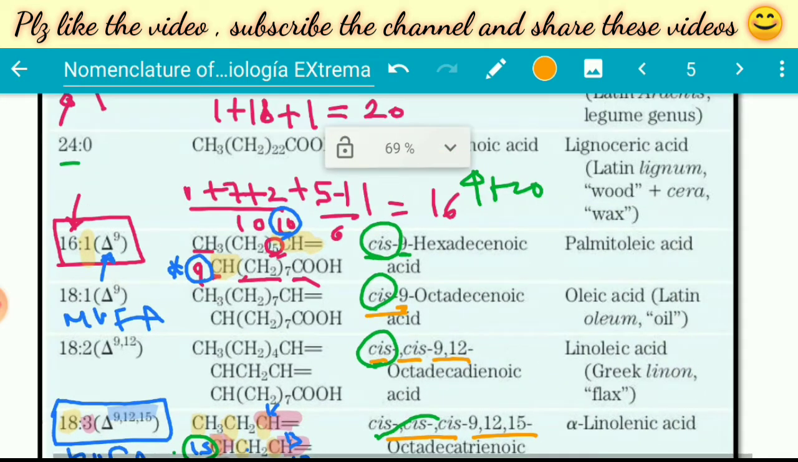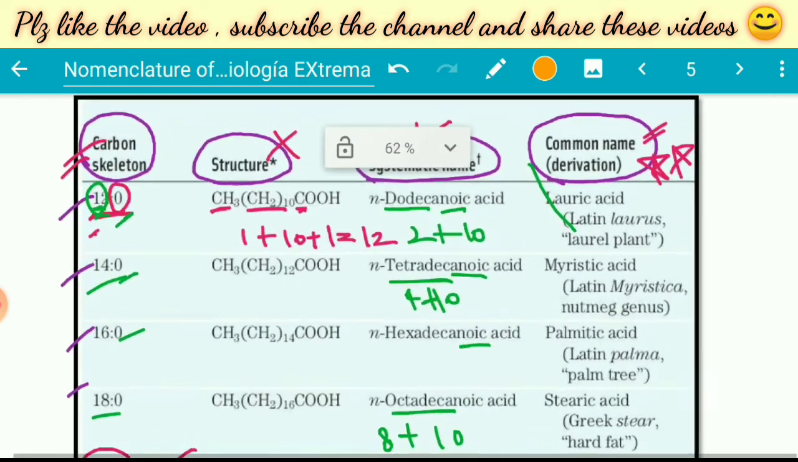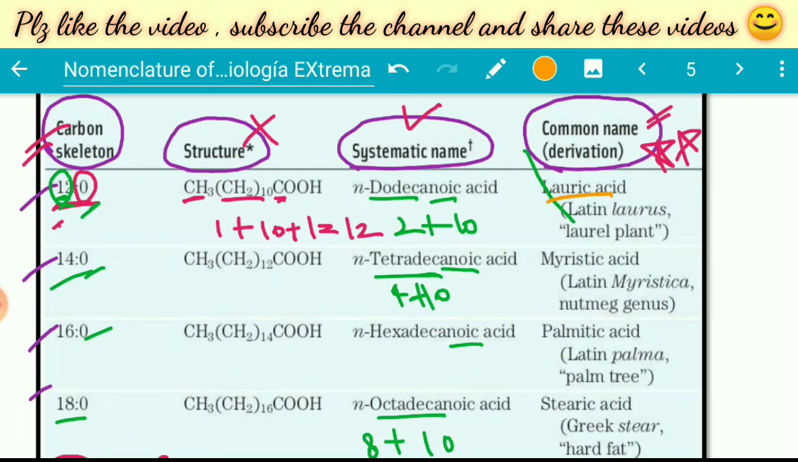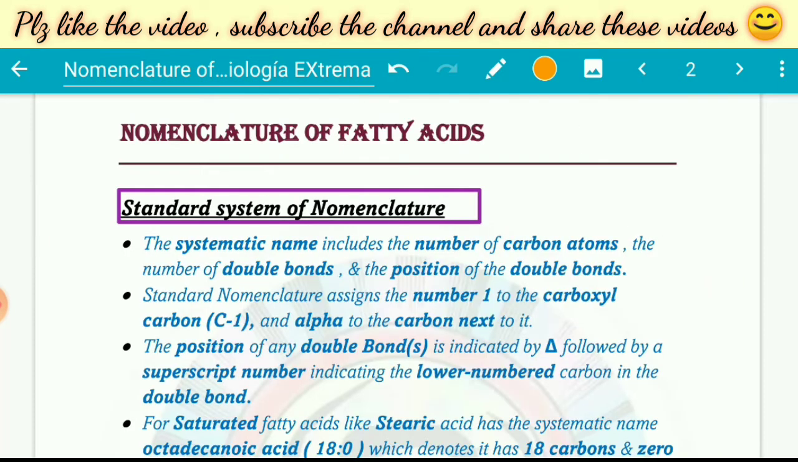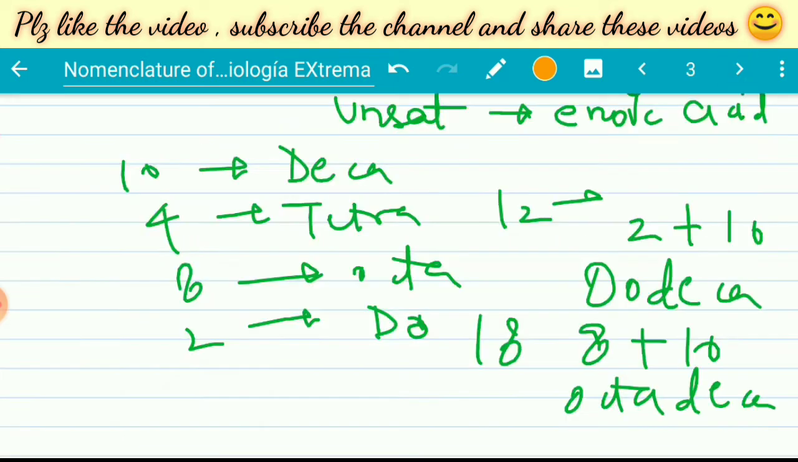Now the common names you have to learn. Which one is lauric, myristic, palmitic, you need to revise it and learn it, and you will get better. Especially the common names are very important. There is no trick, there is no concept. You just need to learn it. So our standard system classification is complete. Everything written here I already told you, you can read it later.